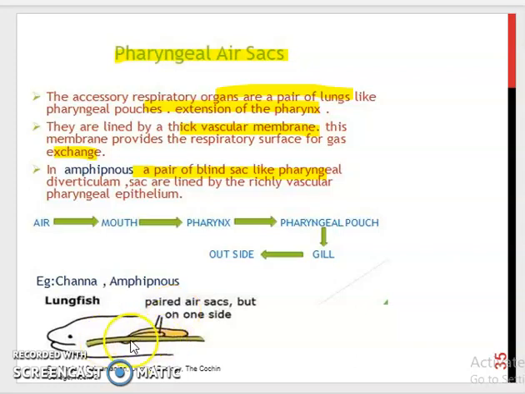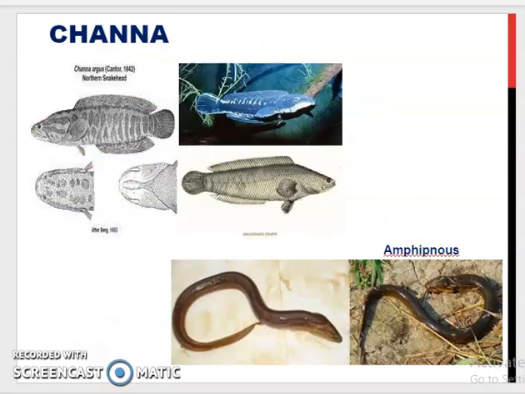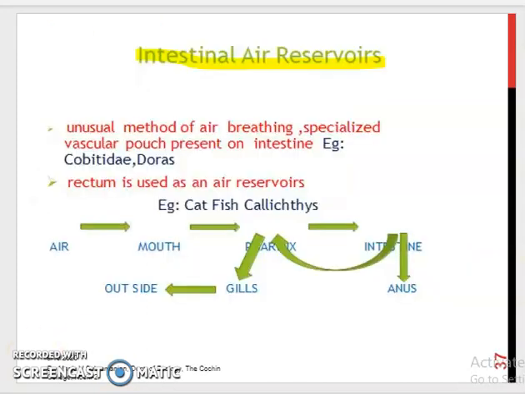Here you can see the vertebral column, and on either side of the vertebral column there are paired air sacs. This is a Channa fish. This is an amphibian. You can see they are found close to river bodies, on the land area close to river bodies. In mangroves also you can see amphibians.